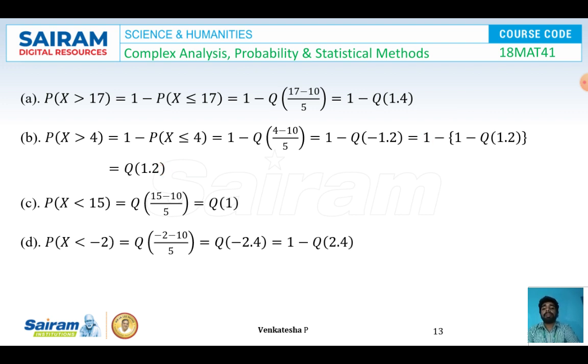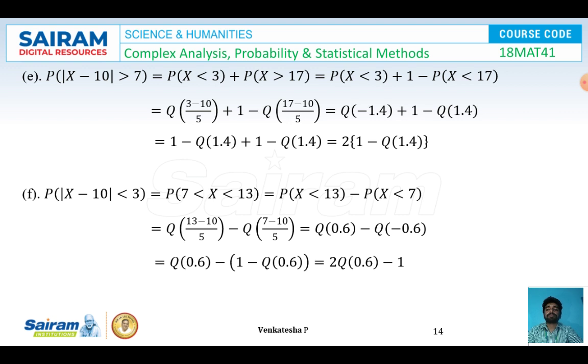Third one, p of x is less than 15. It will be equal to, directly I can put x is equal to 15 now. That is q of (15 minus 10) by 5. By simplifying, I got q of 1. Next is p of x is less than minus 2. By replacing x is equal to minus 2 in the q function, I got q of (minus 2 minus 10) by 5. It will be equal to q of minus 2.4. So converting it to positive, we can write 1 minus q of 2.4.